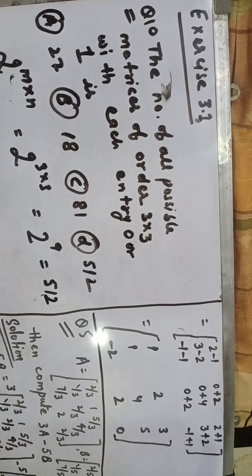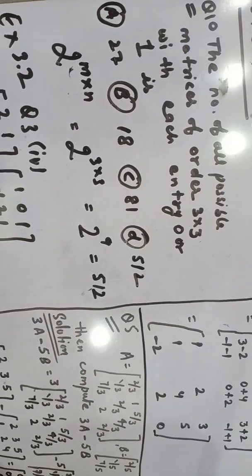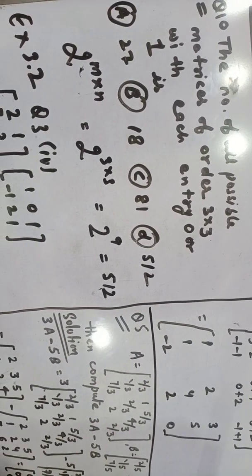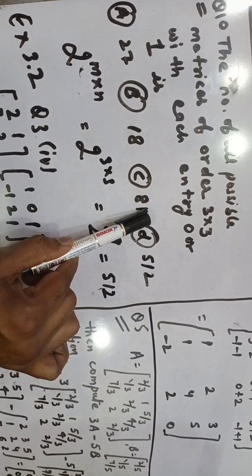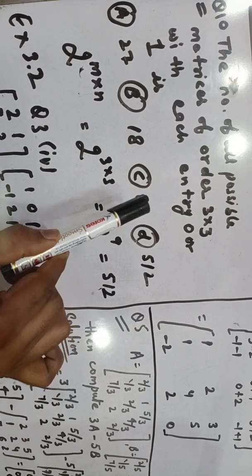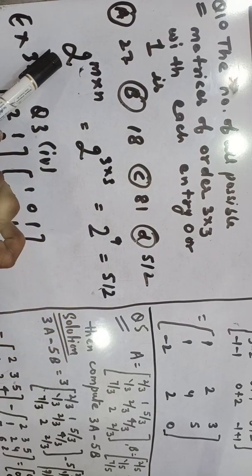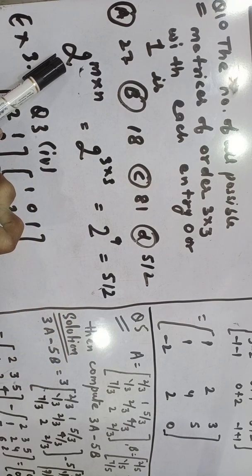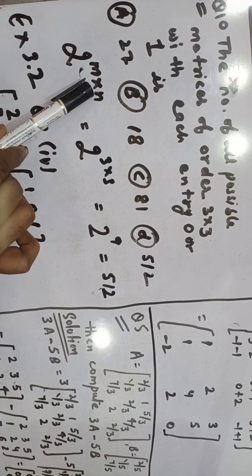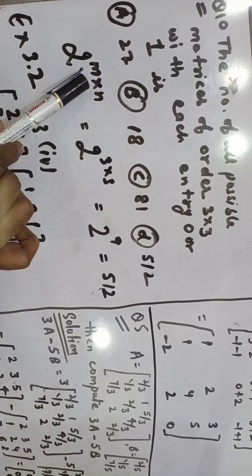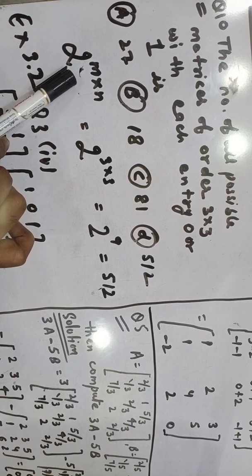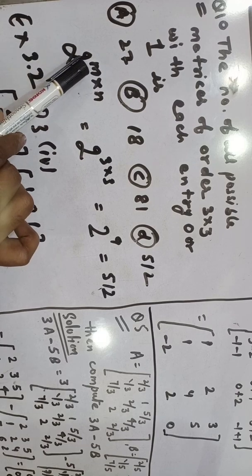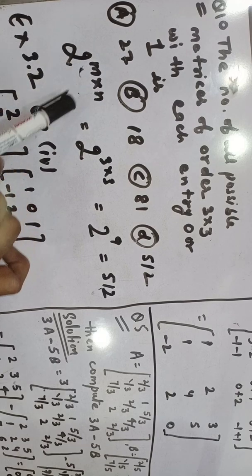So this is a new formula for all of you to find the possible matrices. If the order is given to you, then the general formula is 2 raised to the power m multiplied by n. It is not "by", it is multiplication here in this formula. Fine. So 2 raised to the power m multiplied by n.